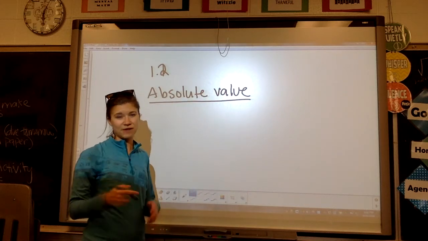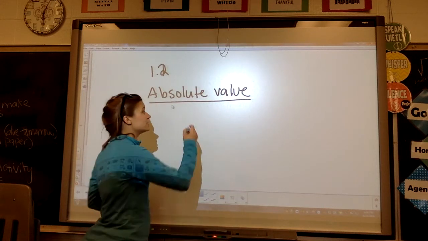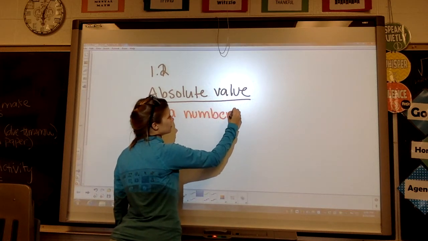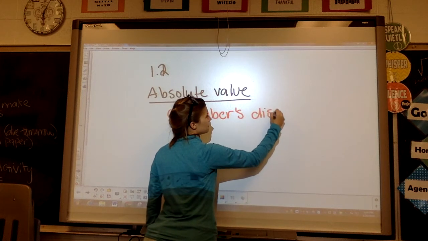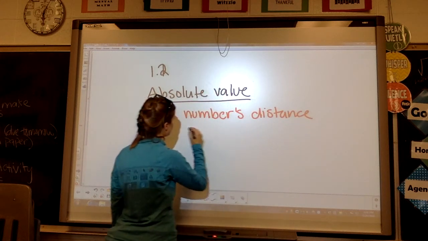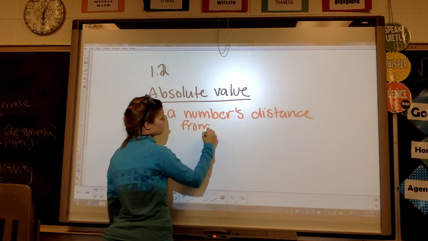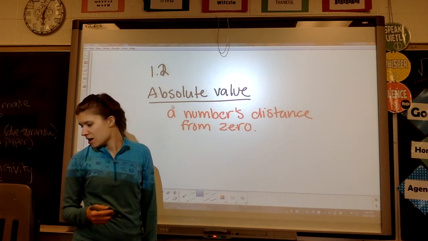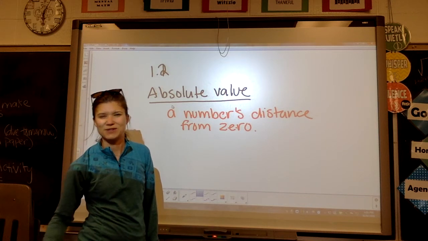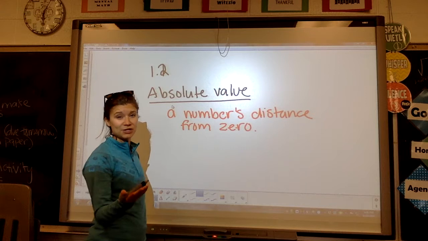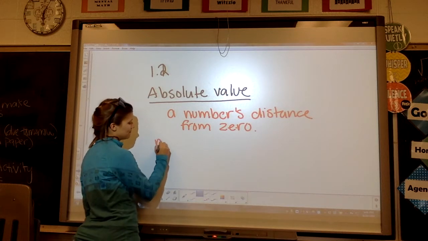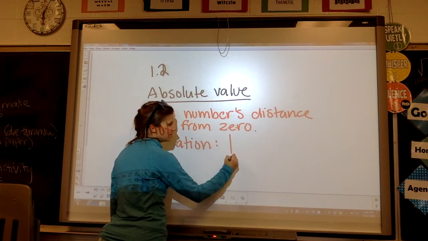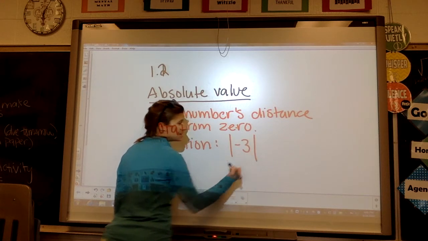Okay, so the definition of absolute value is a number's distance from zero. Hopefully you've heard about this before. So I'm looking down here because my notes are down here for myself. So the notation is that we use these straight lines. So for example, you put these straight lines around a number like -3.